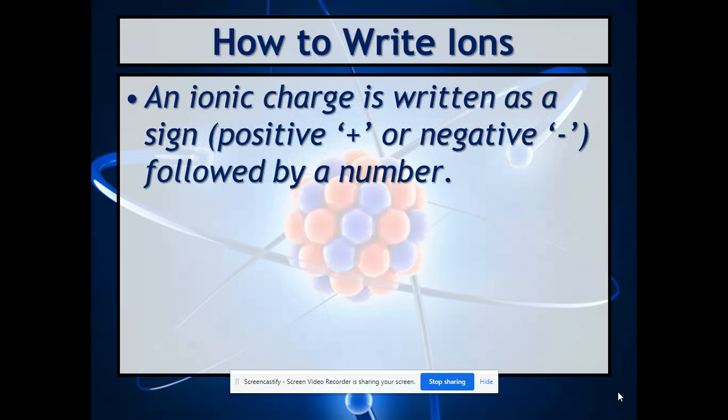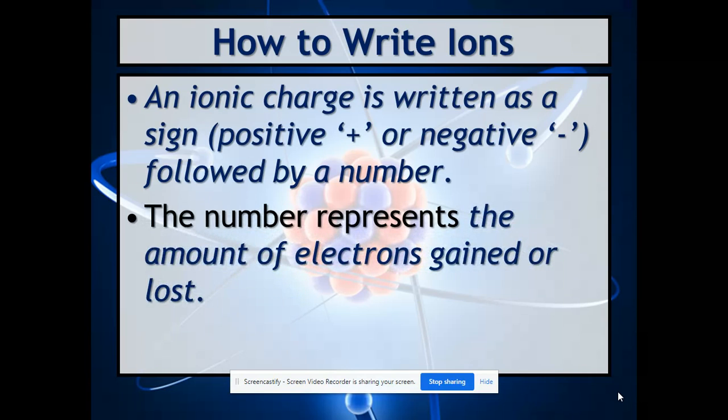So how to write ions. Ionic charge is written as a sign, either positive or negative, followed by a number. And usually it's superscripted, meaning it's up and above the element or the atom. And the number that's behind it represents the amount of electrons gained or lost.